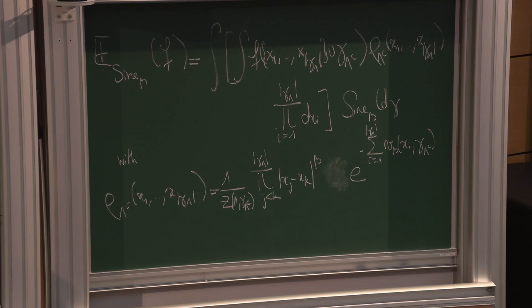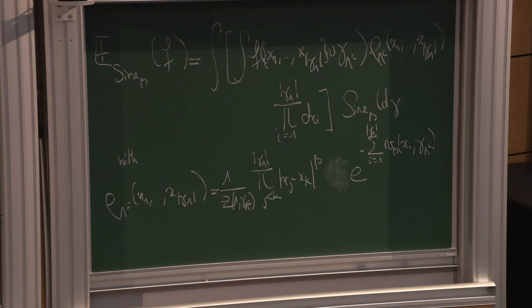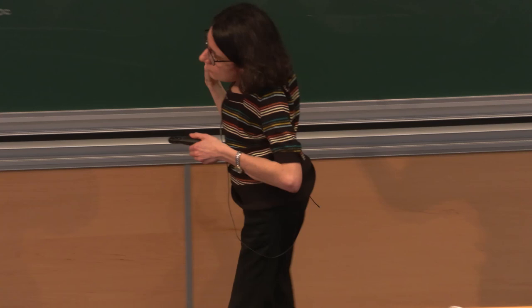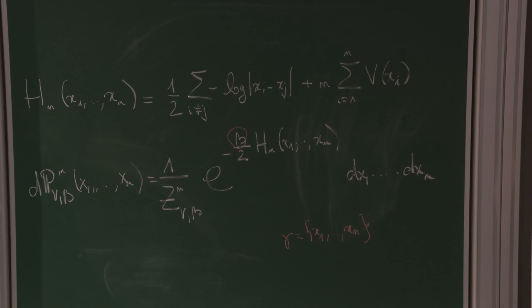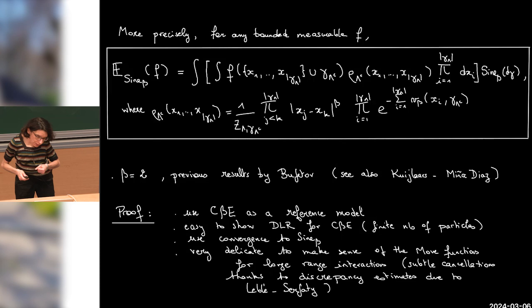Sorry, I went a bit too fast. I should mention that previous results of this kind existed in the case beta equals 2, so in the determinantal case, due to Sacha Bouffetov. There is also work of Keulers and Minia-Dias, in the same spirit, but with very different techniques, really relying on the determinantal structure.